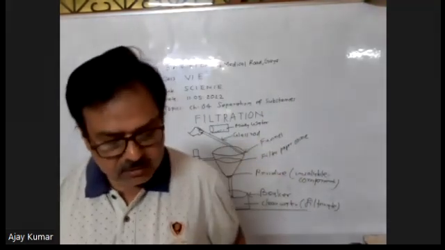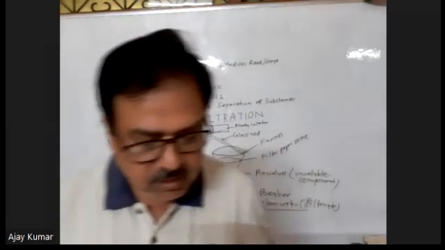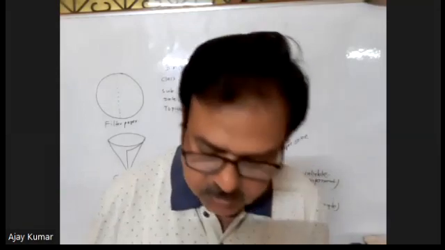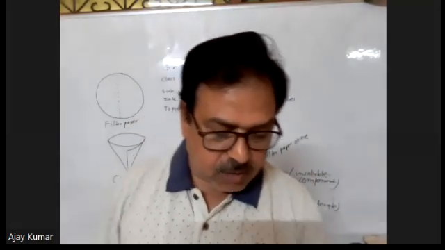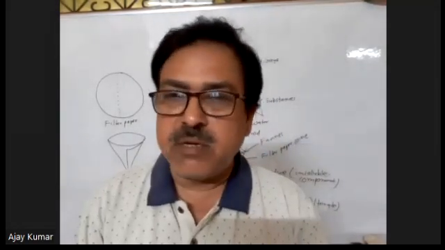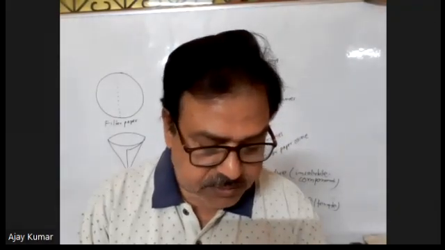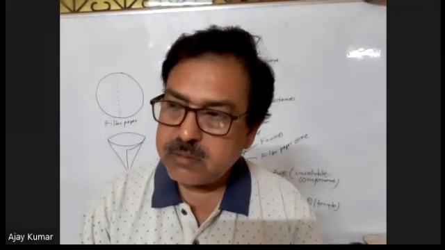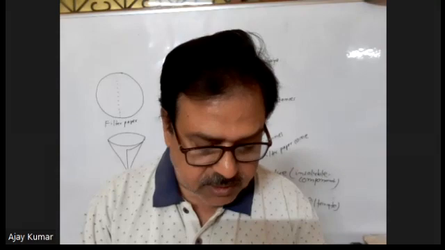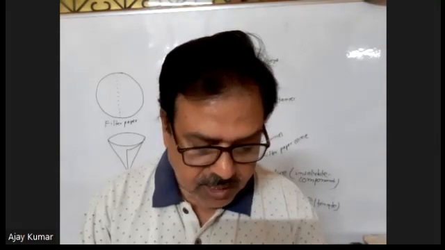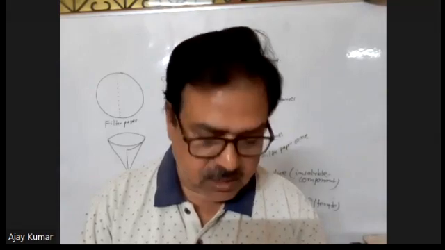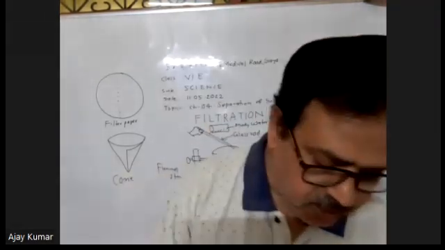Now what is next? Mixture of liquids with liquids. When you mix a liquid with a liquid, a mixture is formed. Now, separating immiscible liquids. Immiscible liquid means when oil gets mixed with water. If you mix oil in water, it stays as a separate layer on the top.